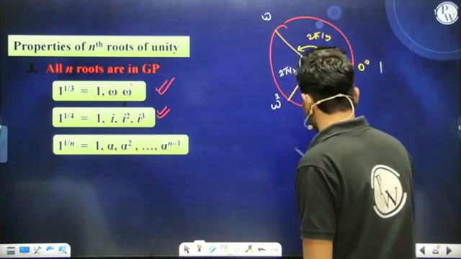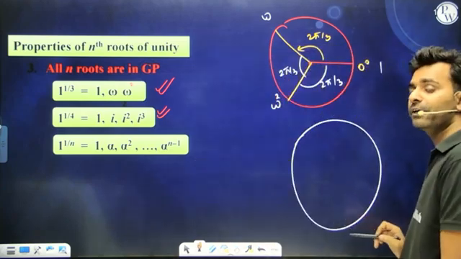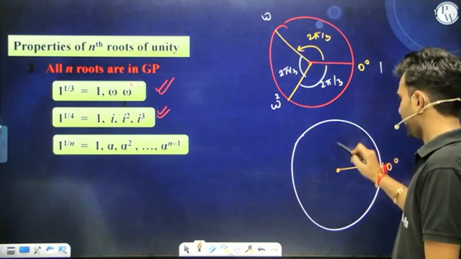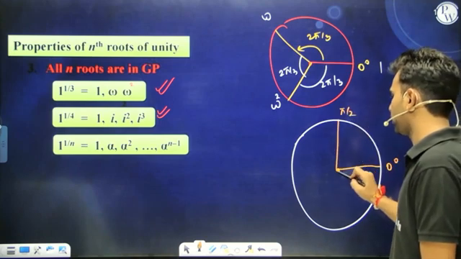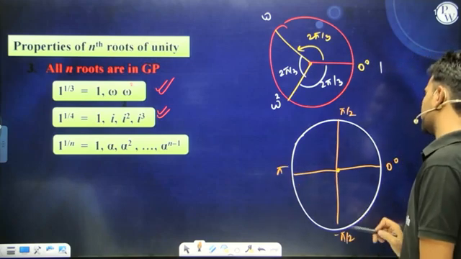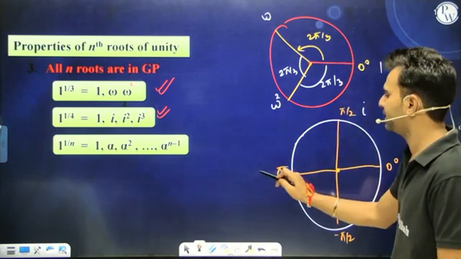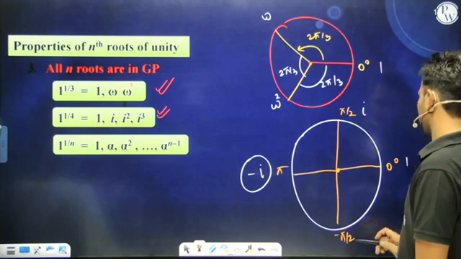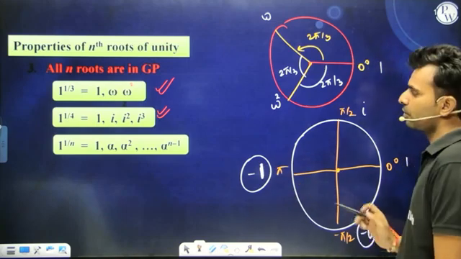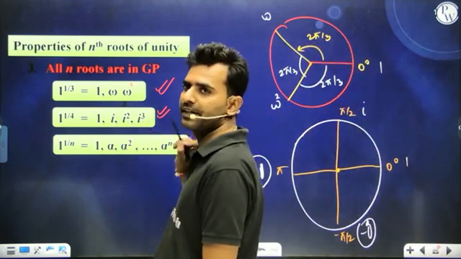If I'm looking for 4 roots of unity, then this entire circle will be divided into 4 parts. Now 2 pi by 4, if you do, it will be pi by 2. Look, so this is 0 degree, and over here pi by 2, then over here pi, and over here minus pi by 2 or 3 pi by 2, anything you can say. So over here 4 roots are there: 1, iota, minus 1 and minus iota. Right? So look, that's why these 4 roots were coming.